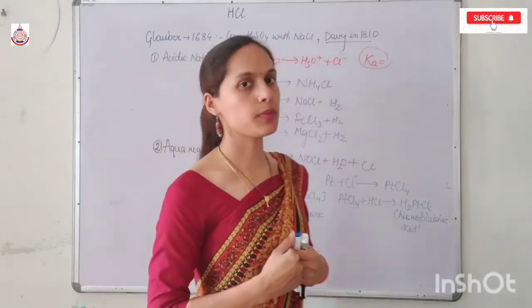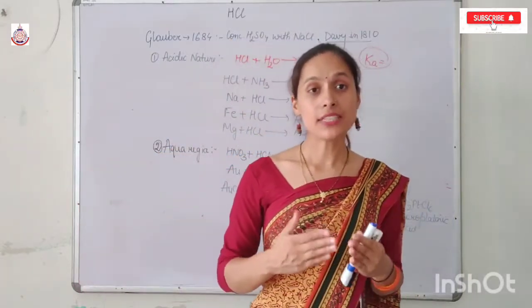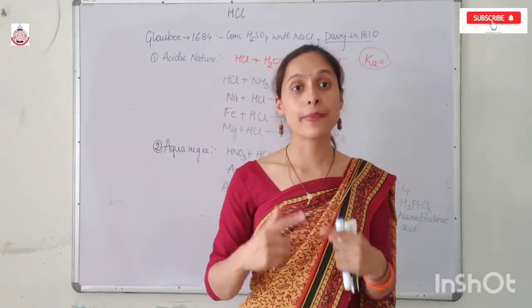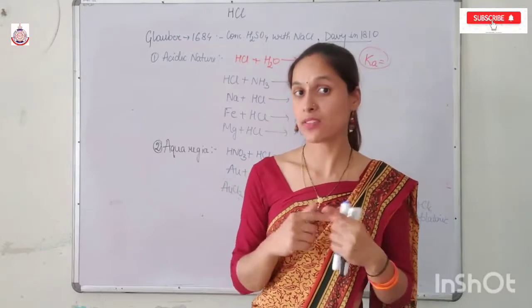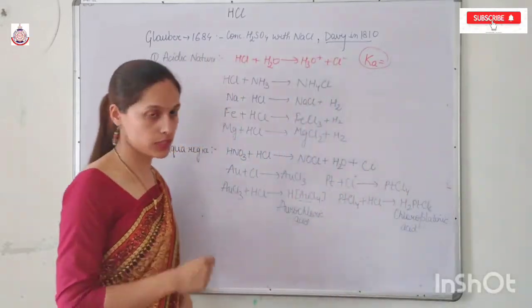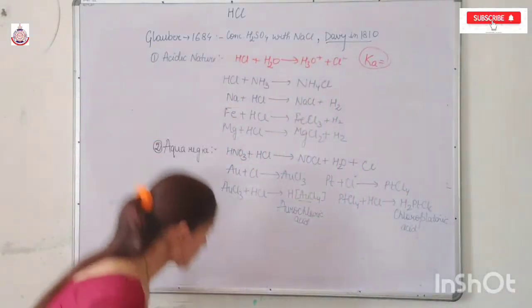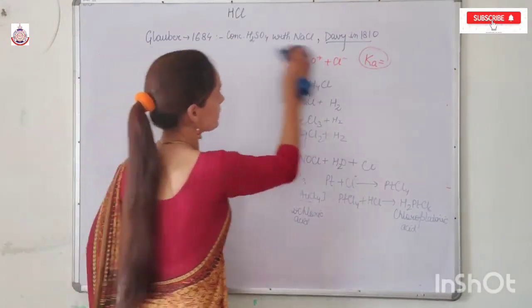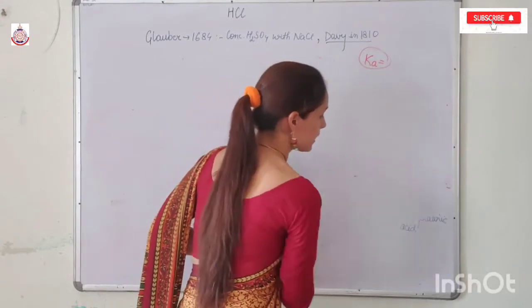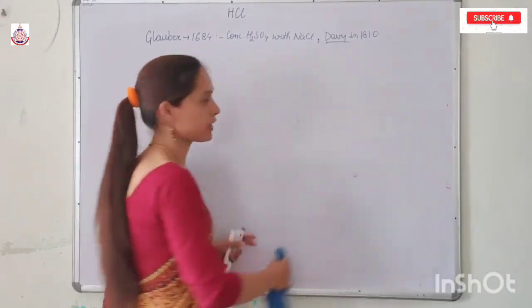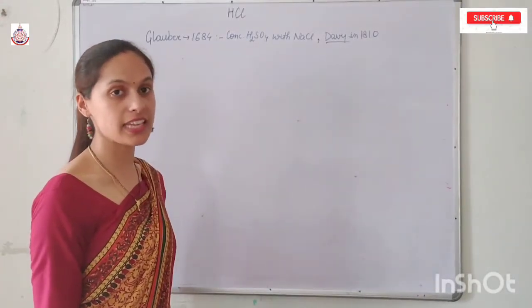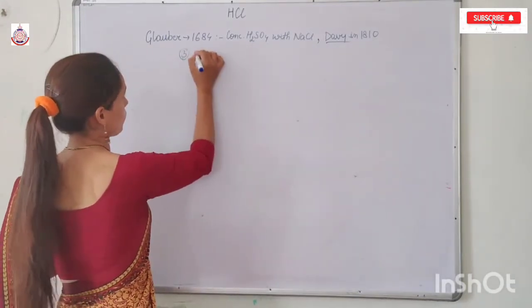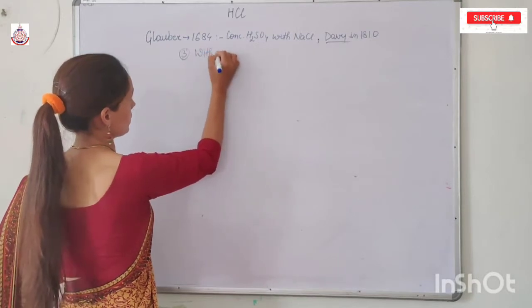Now the third chemical property of HCl is that on heating with an oxidizing agent it prepares chlorine gas, which we have studied in our previous video. So what is the third property? The third property is that on heating with an oxidizing agent, it produces chlorine gas.